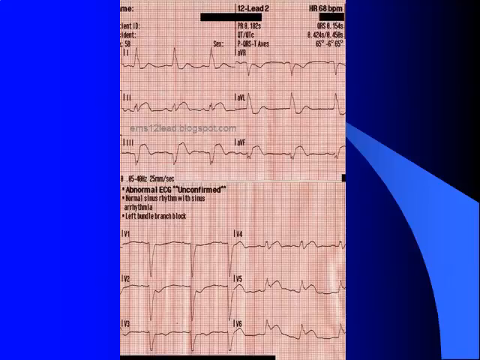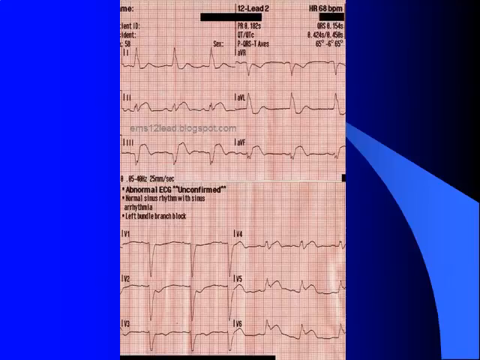So what we see here is, let's focus on leads 4, 5, and 6 first. We see that we do have a positively deflected QRS. We do have concordant ST elevation, so this is abnormal. This is worth 5 points.